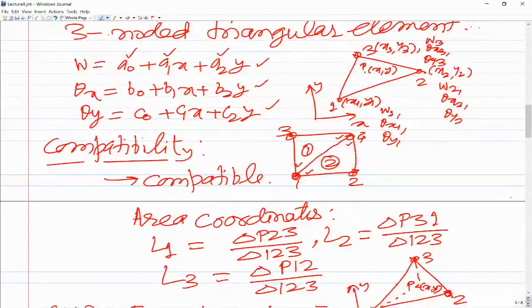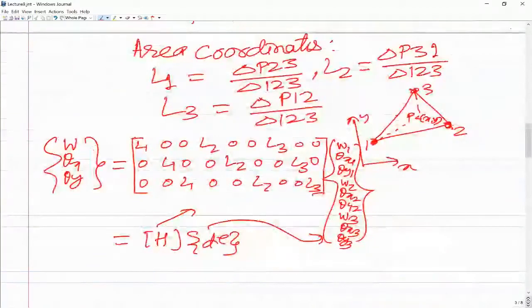W3 will be A0 plus A1x2 plus A1x3 plus A2y3. Solve for A0, A1, A2 in terms of W1, W2, W3 and put back here. Whatever shape functions you get turn out to be these area coordinates, and these turn out to be ratios of these areas. That is why I'm writing it in terms of area coordinates. So the shape function in terms of the area coordinates will be a function of the global coordinate system, that is XY.